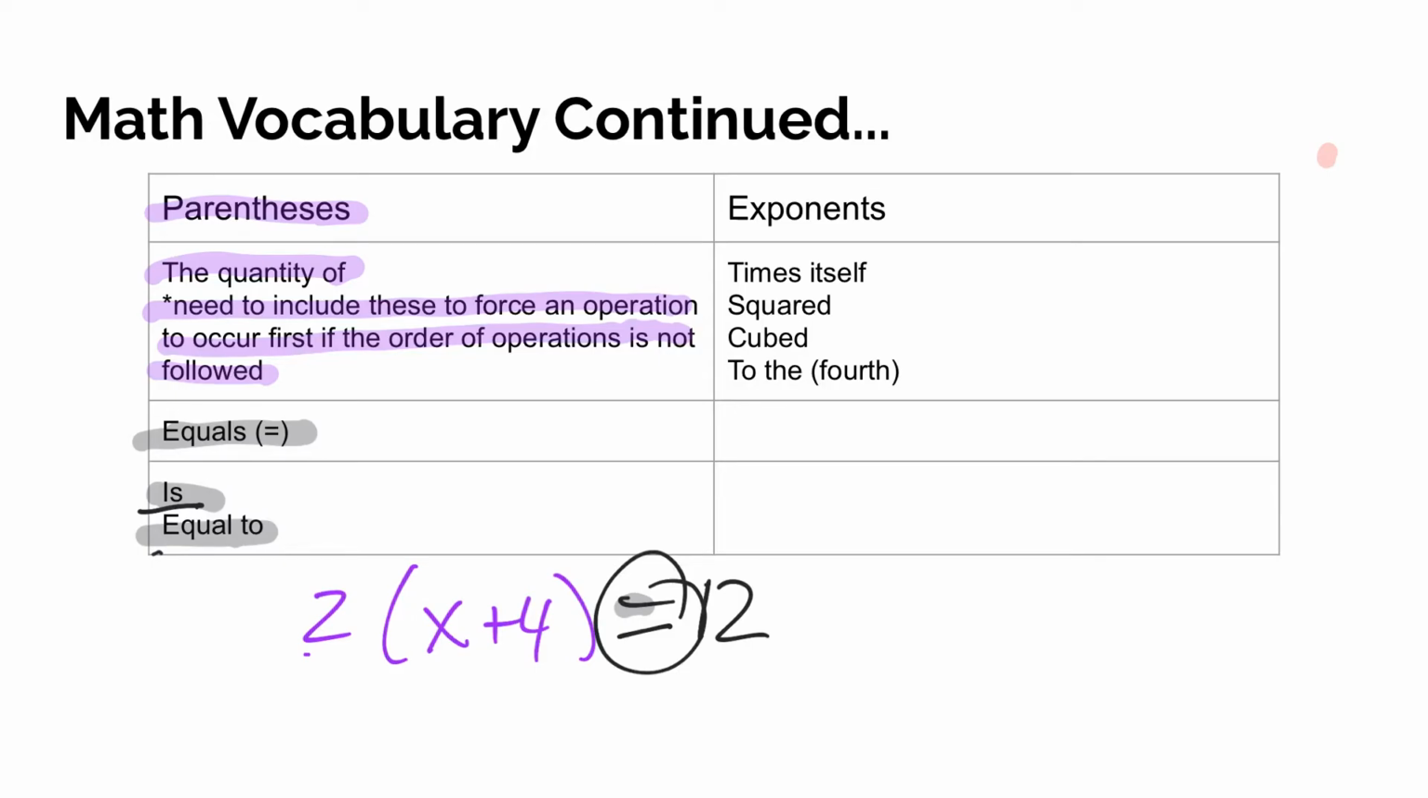Now, words that mean exponents are times itself, squared, cubed, to the 4th power, to the 5th power, etc. So squared or to the 2nd power, cubed or to the 3rd power, those are the words that we would see and we would use an exponent with.